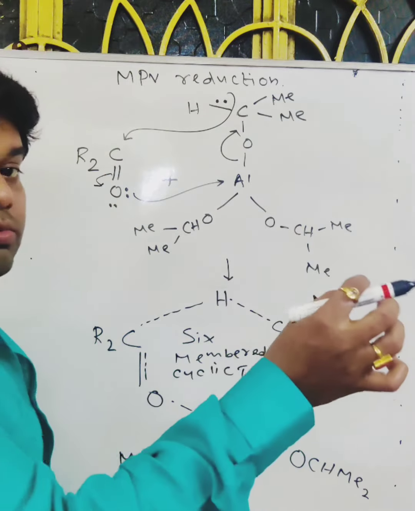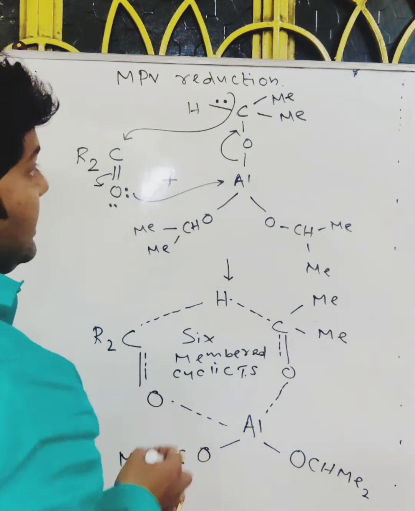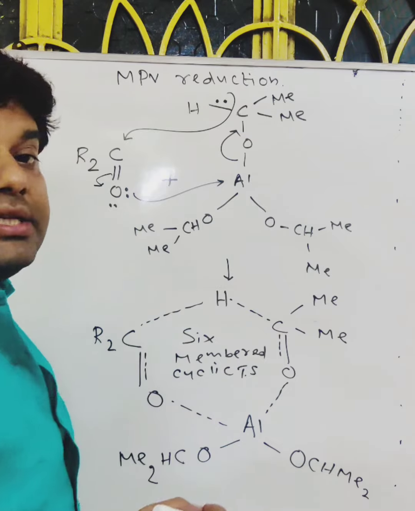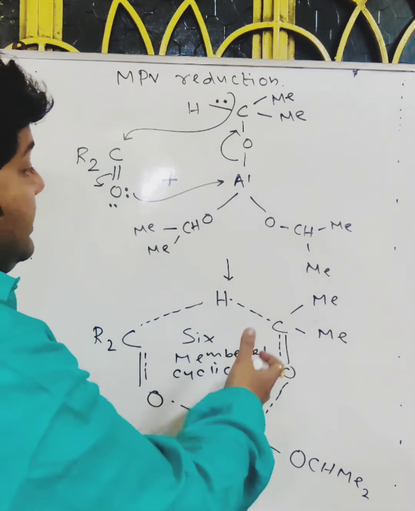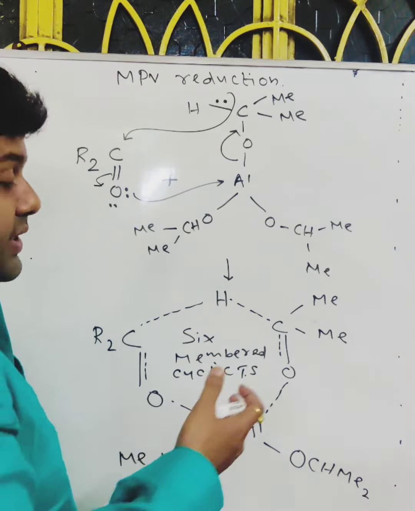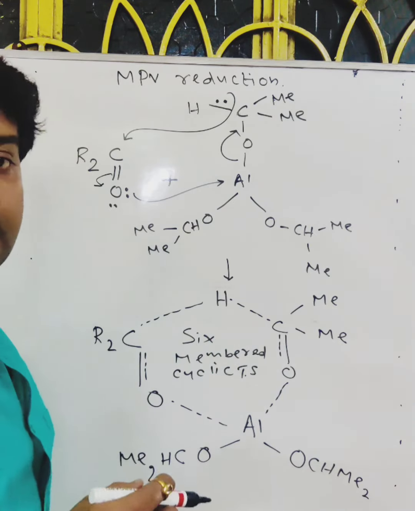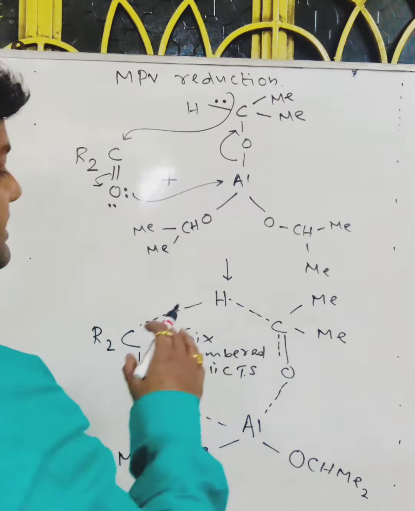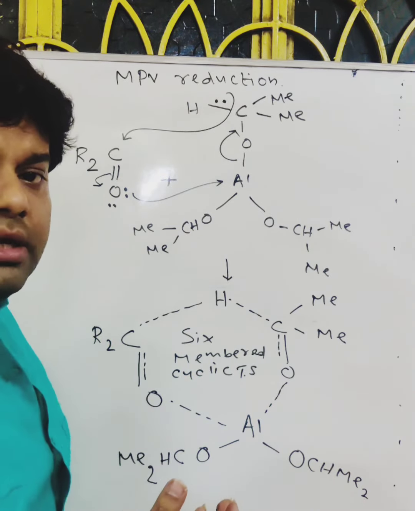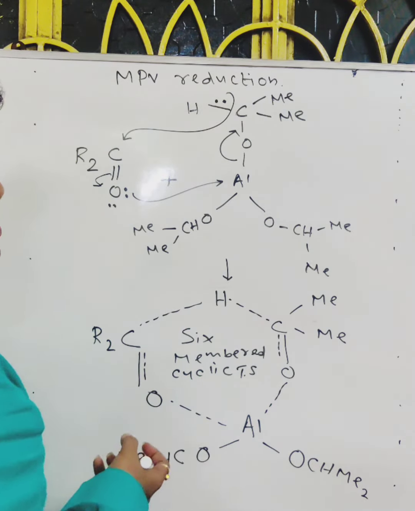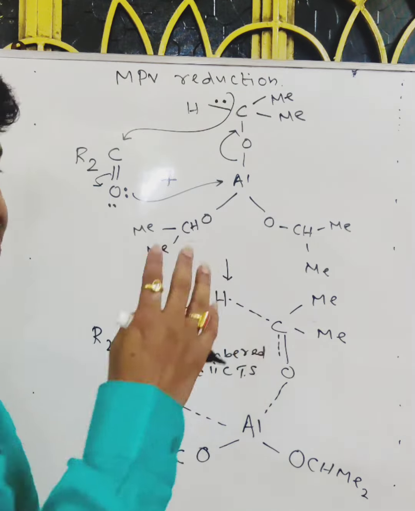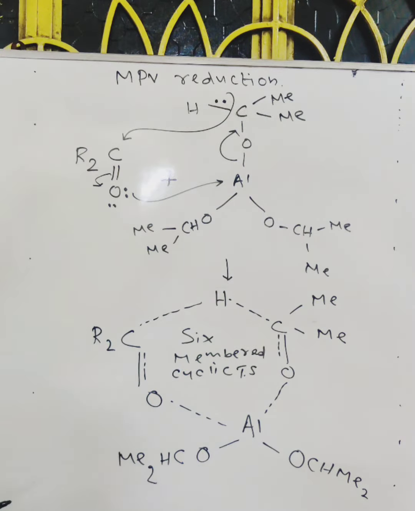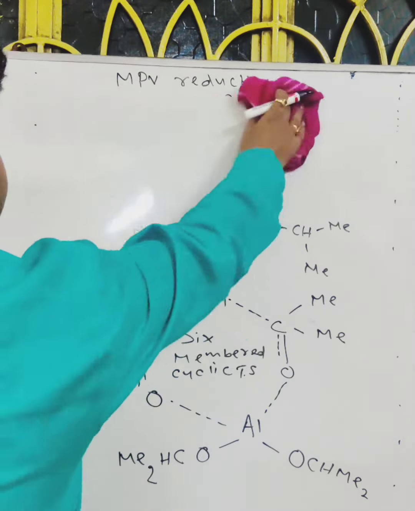So there can be a homework for all of you. What is the rate determining step you are expecting? Have we done the rate determining step so far? If yes, then you can comment down which one is the RDS. So this is a six-membered cyclic transition state, a stable one, and that is actually the driving force for the reaction. Clear?